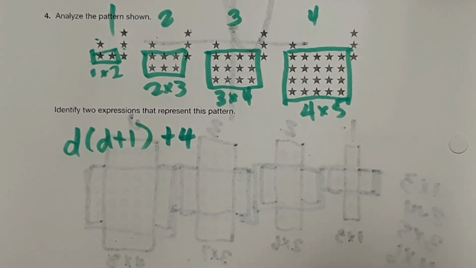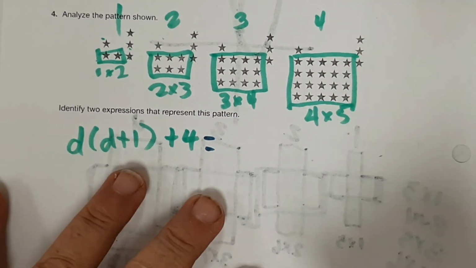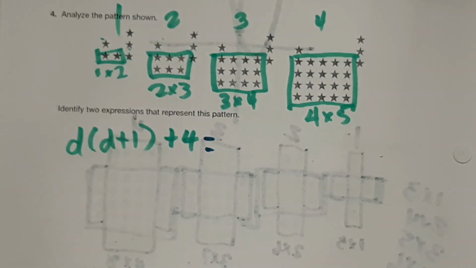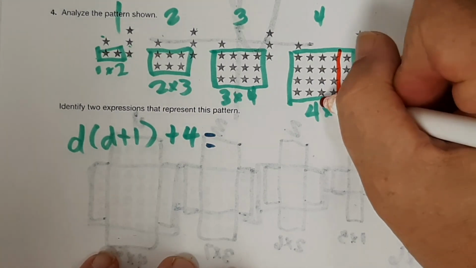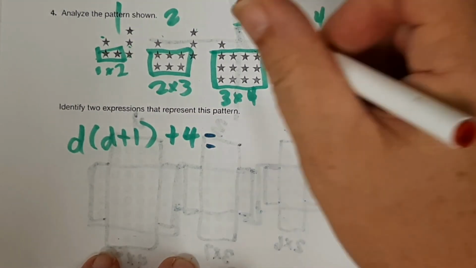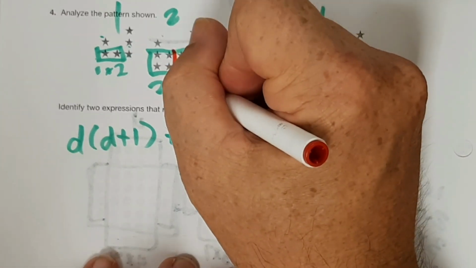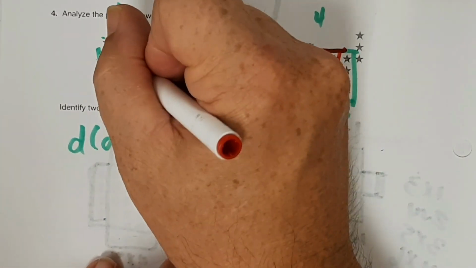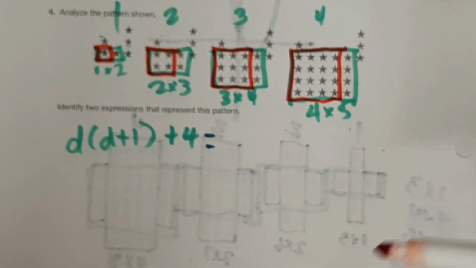So if we need to find another one, because this has 2 expressions, I'm going to go back to my square idea. And I'm going to look at this 4 by 4 square. Let's use red. So I'm going to go red here. So here's 4 by 4, 3 by 3, 2 by 2, and 1 by 1. Okay? And then we want to look at the pattern outside the squares.